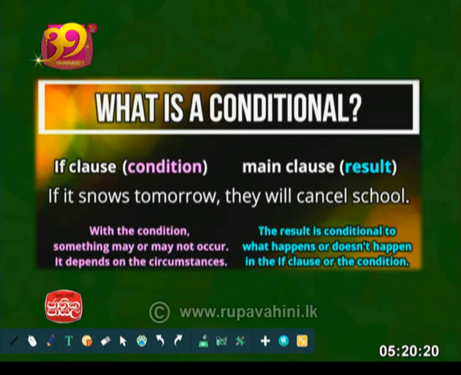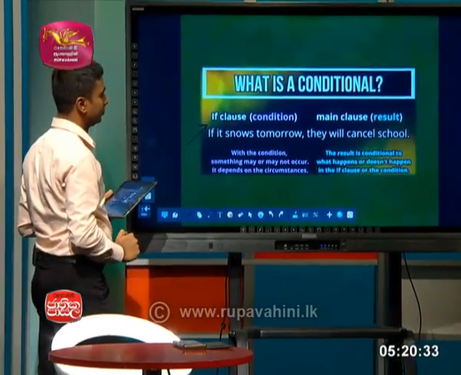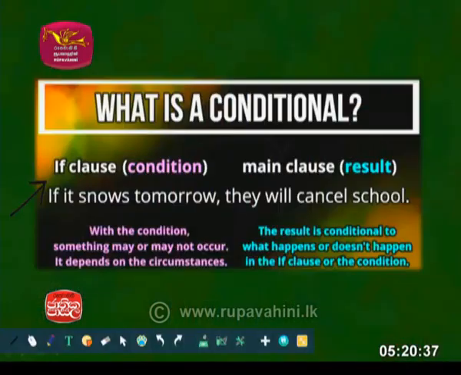So as a result of this thing, something will happen. Exactly. Right. So if it snows tomorrow, they will cancel school, right? So this is a condition. The condition may happen, may not happen. If the condition happens, the result will take place. If the condition doesn't happen, the result won't take place.